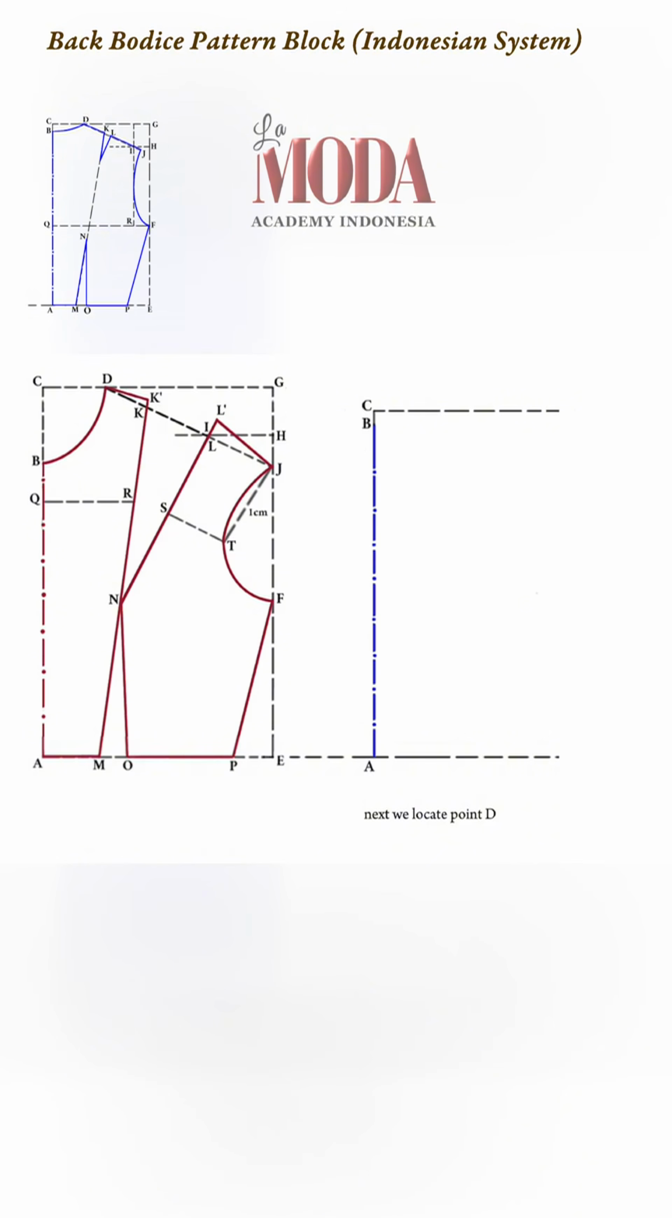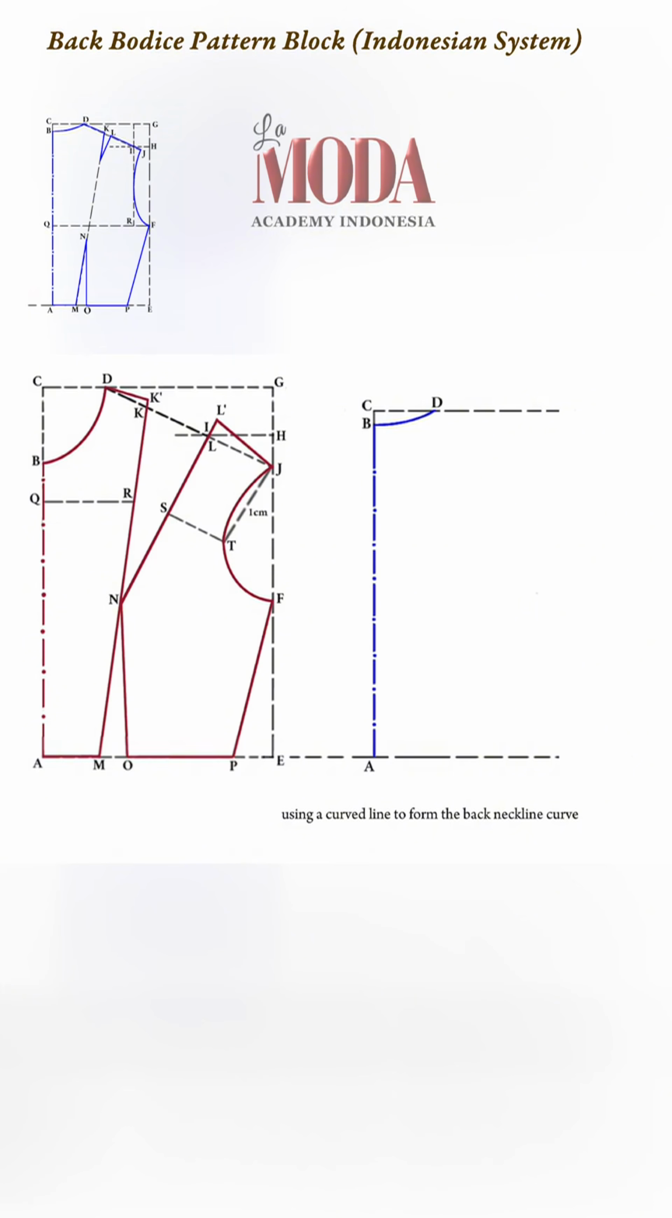Next, we locate point D, which lies along the horizontal guideline drawn from point C. The distance from point C to point D is calculated as 1/6 of the neck circumference. No additional allowance of 1.5 centimeters or 0.5 centimeters is added here because the back pattern includes a small shoulder dart. This shoulder dart will later pull the back neckline inward during sewing. Therefore, the distance from point C to point D is calculated using only 1/6 of the neck circumference without any added allowance. Once point D is located, connect point B to point D using a curved line to form the back neckline curve.